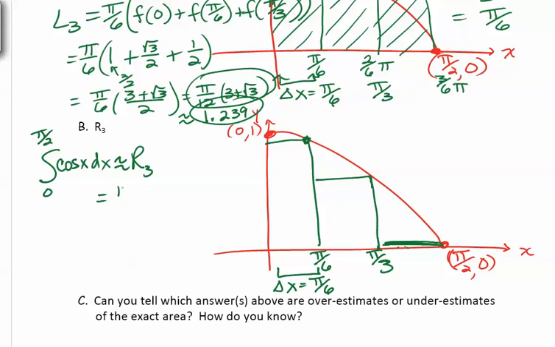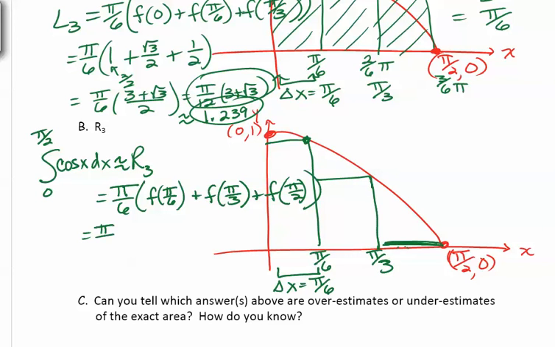And our base of each rectangle, and this time the heights we're measuring at the right-hand edge. So our first rectangle would have a height of f of pi over 6, and our second would be f of 2/6 pi, or pi over 3, and our third has a height of f of 3/6 pi, or of course pi over 2. And again, we know these values from our special triangles. Cosine of pi over 6, cosine of pi over 3, and cosine of pi over 2 is 0.